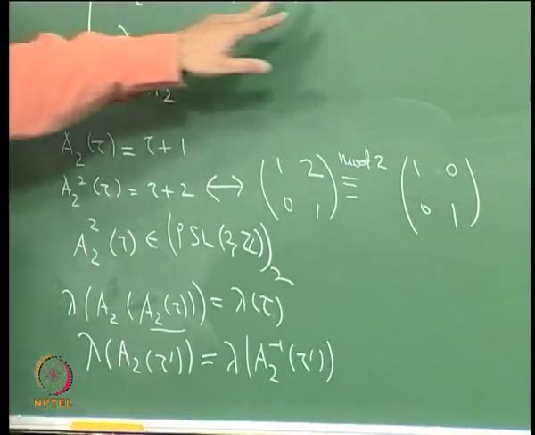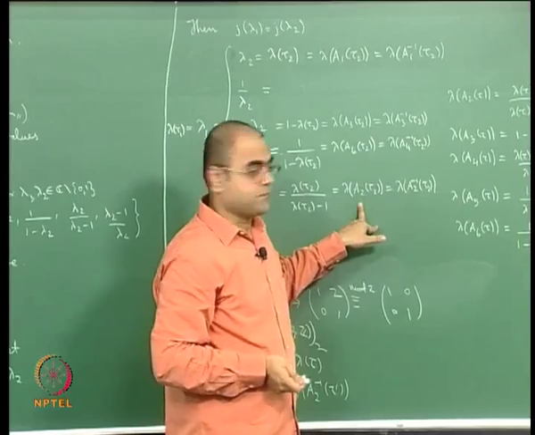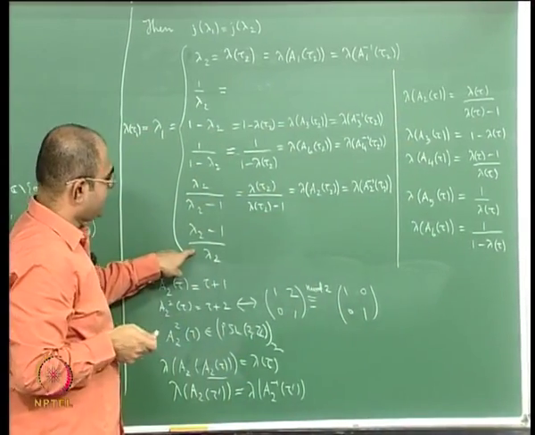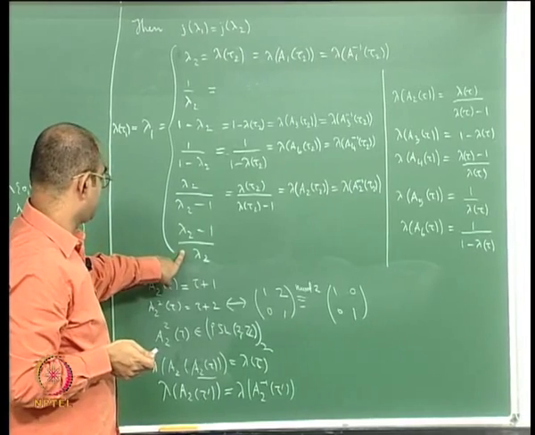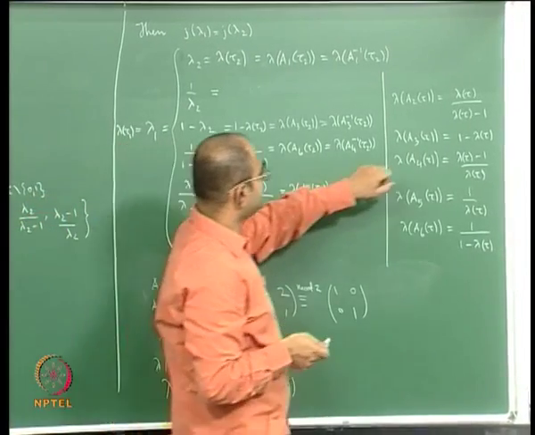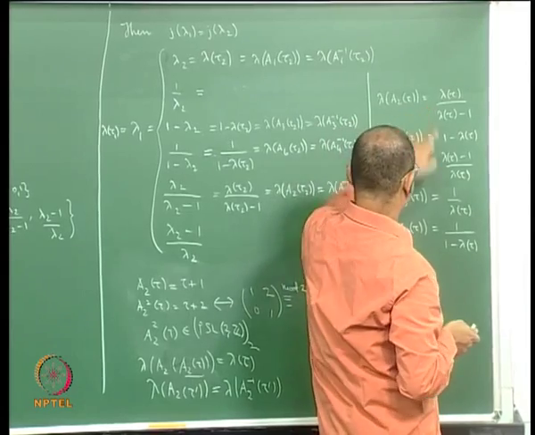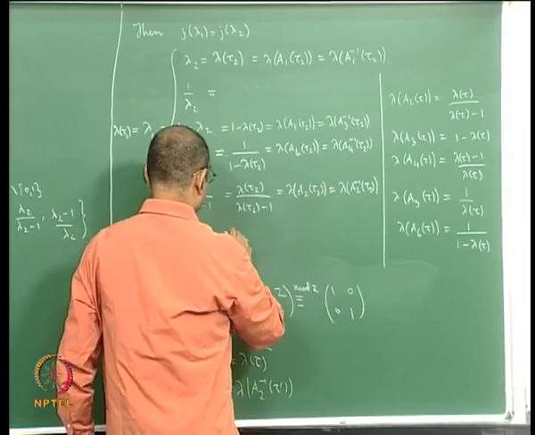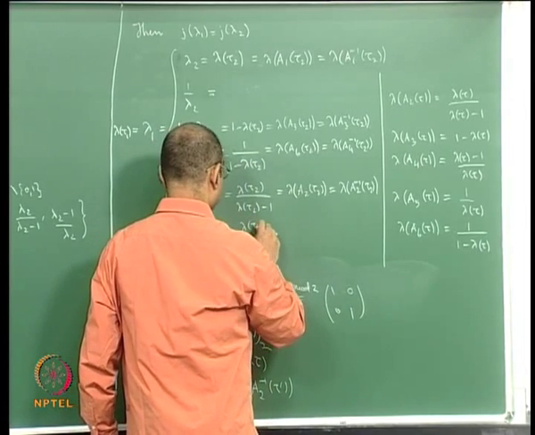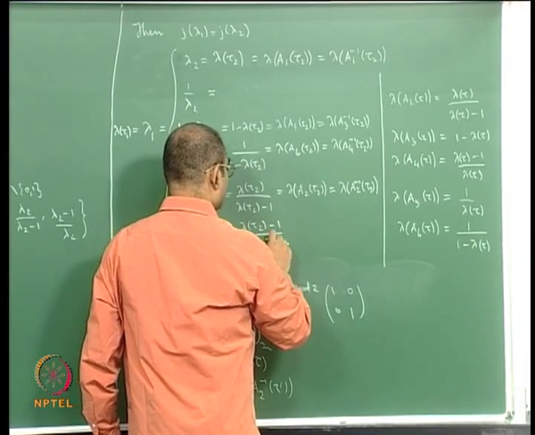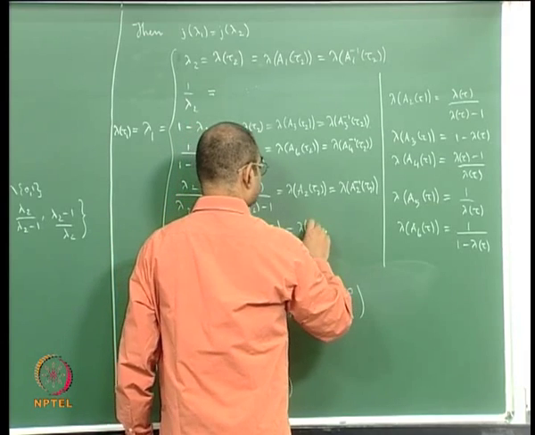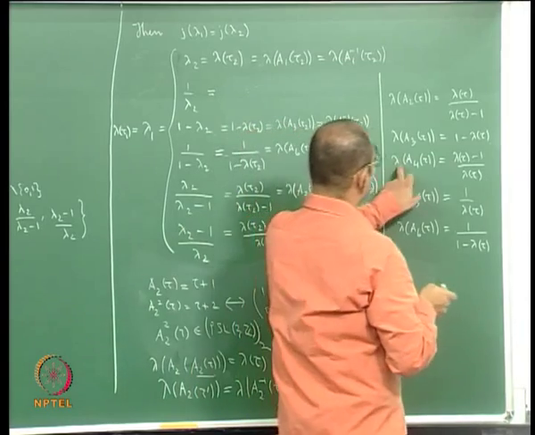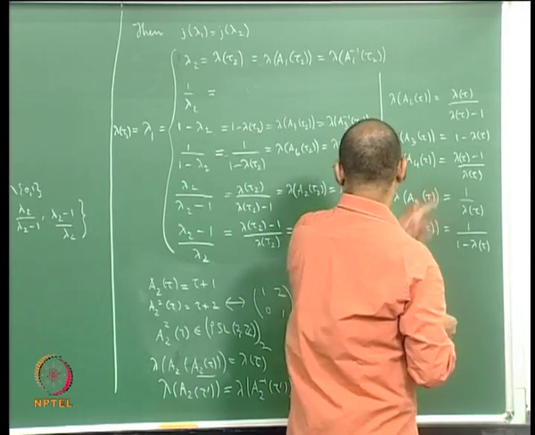So this needed some explanation, but essentially we are using these, and then the last one is also lambda 2 minus 1 by lambda 2, which corresponds to this one, so it is lambda of A4 of tau 2. This is just lambda tau 2 minus 1 by lambda of tau 2, that is lambda of A4 of tau 2, and you see lambda of A4 of tau 2 is also equal to lambda of A6 inverse.